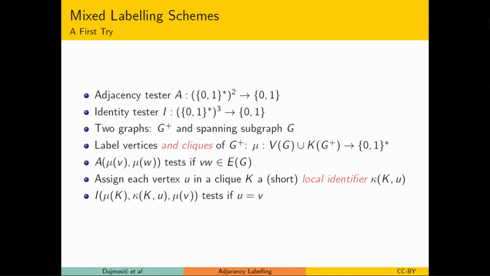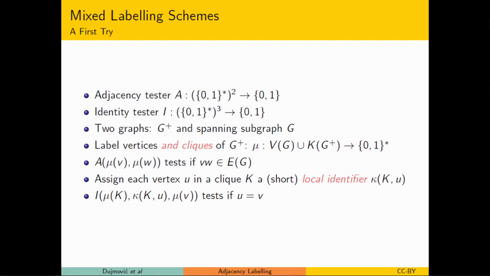There's something else called an identity tester. It takes 3 arguments, each of which are strings, and says yes or no. There are 2 graphs involved: a bigger graph with more edges, and one with fewer edges, but they have the same set of vertices. You can imagine where those are coming from.